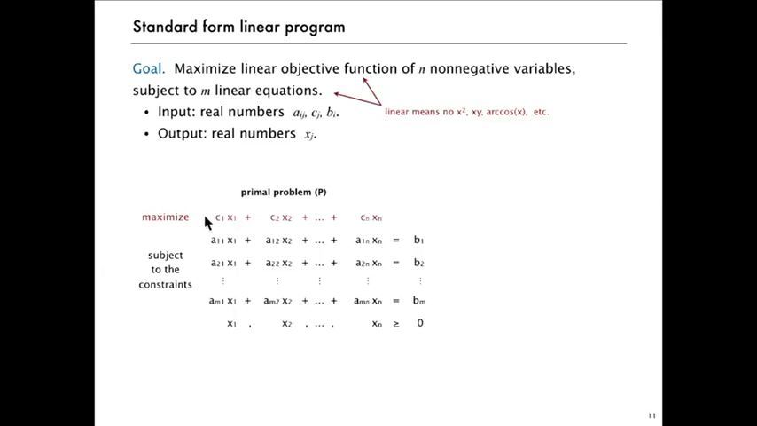So your input is the coefficients for the objective function and also the coefficients for all the linear equations and also the right-hand sides. And your output, the result of solving the linear programming problem, is the values of the x's that maximize the objective function subject to all the constraints.